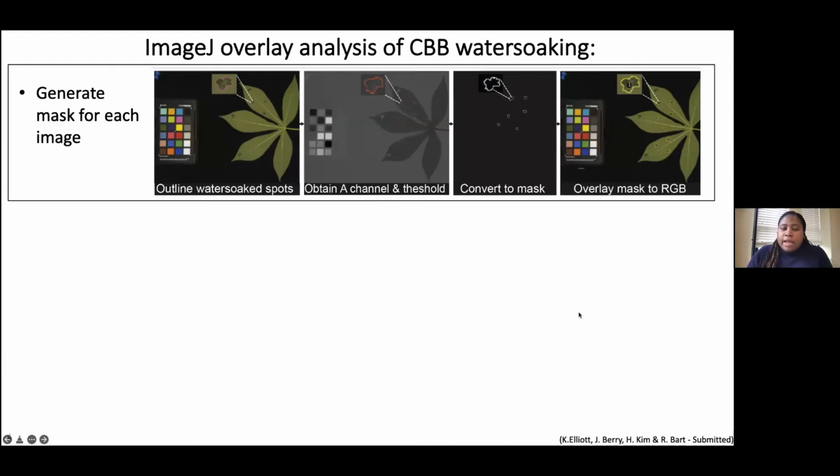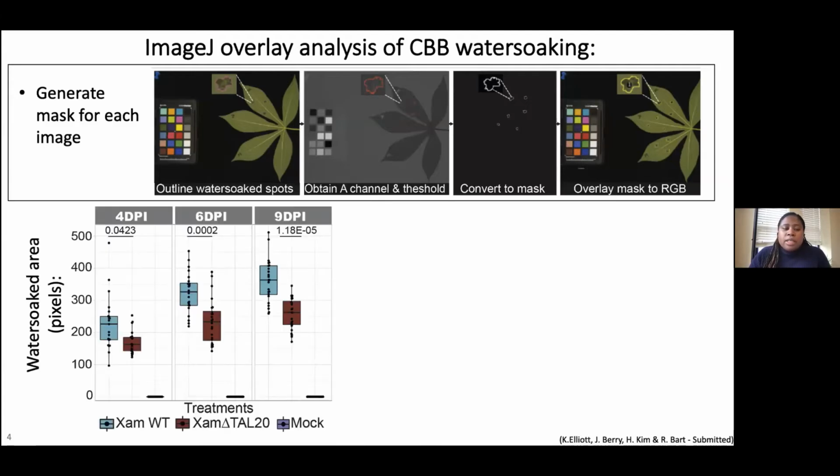And from this data, in wild-type plants infiltrated with the wild-type XAM, mock treatments, or mutant treatments, we see that when we look at the total water-soaked area of our lesions, the wild-type XAM inoculated spots have a larger lesion area compared to the TAL20 inoculated sites.